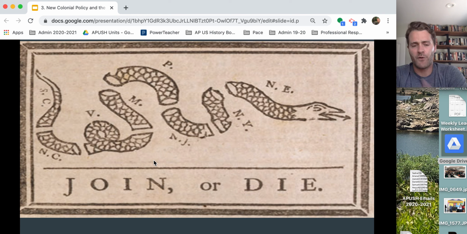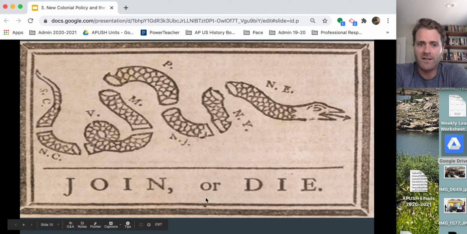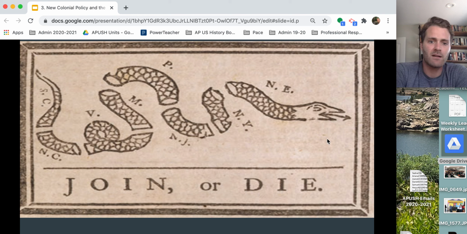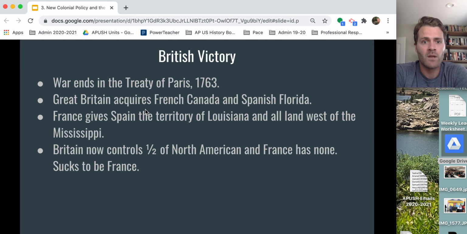Franklin publishes this really famous, awesome piece of early political cartoon. Obviously, the message is quite clear. We need to join together, or we'll be like a snake, dead, cut into pieces. We see New England here at the head, New York, New Jersey, Pennsylvania, Maryland, Virginia, North Carolina, and South Carolina. So the snake goes, of course, north to south, and his argument is, unless we come together, then we will die. Join or die. Thanks, Ben Franklin.